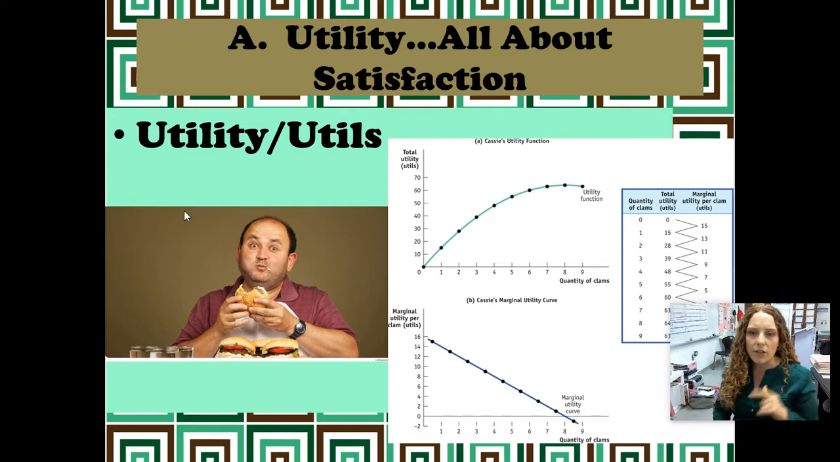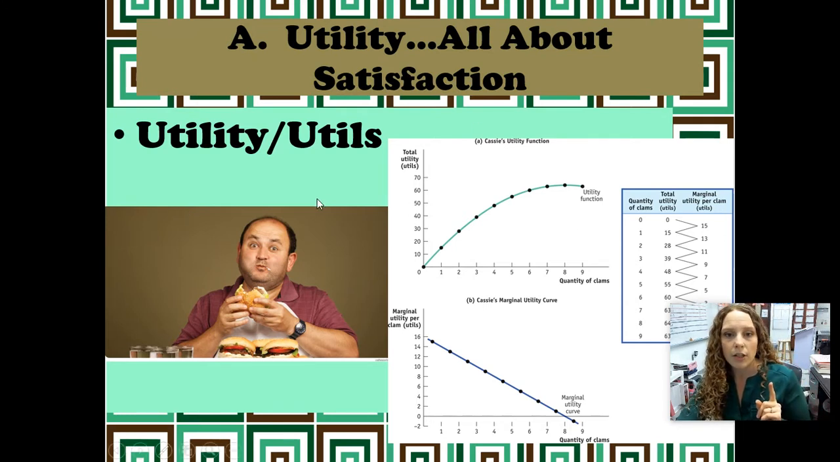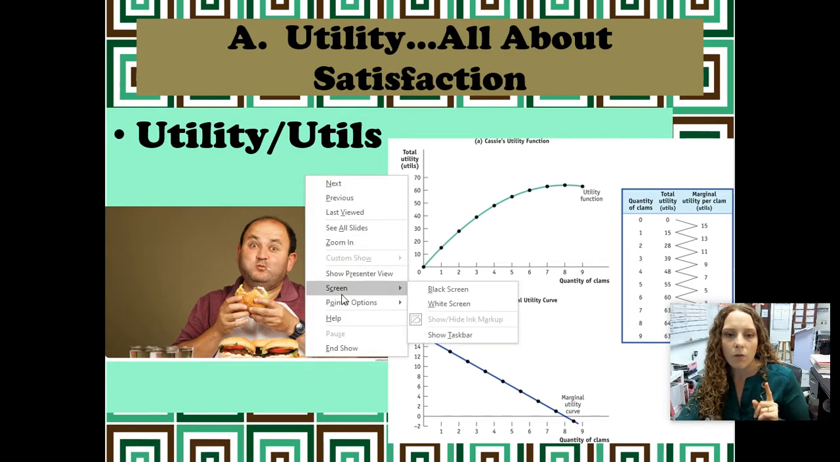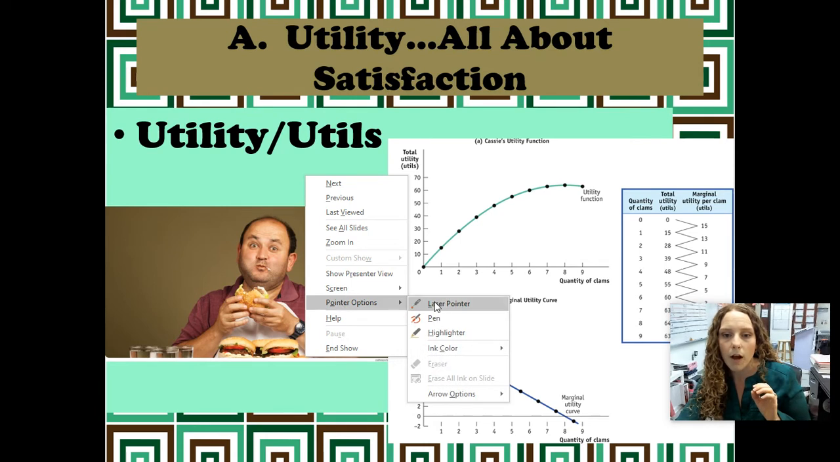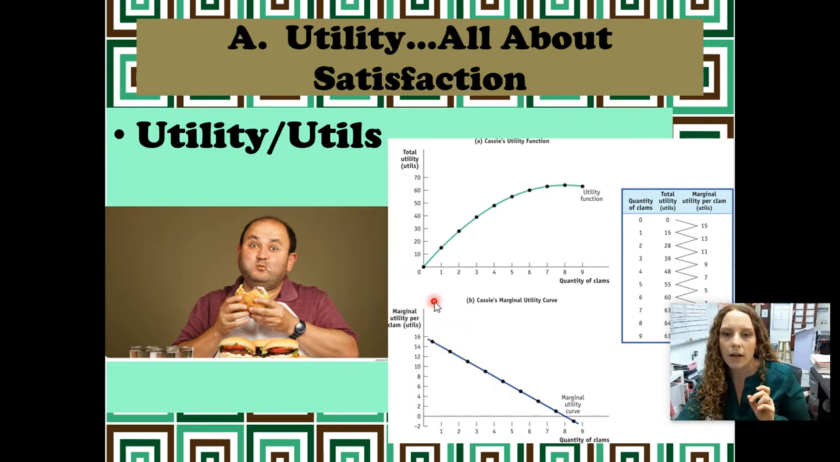Now, the two graphs that you're seeing here, one of them, the top one, is called a utility function. So this is showing how the utility increases as you consume more of a product. But you'll also notice it does not increase forever.